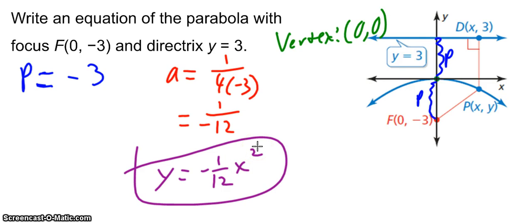How do we come up with that if you're confused? Well, notice the focus is at (0, -3), so the focus is below the x-axis now, and the directrix is above because it's at y equals +3. Therefore my p-value is going to be negative, and specifically -3, because I went down 3 here, and up 3 there. So a is 1/4 times -3, which is -1/12. That should be negative because the parabola opens down. My vertex is still at (0, 0), so it's y equals -1/12 x squared.